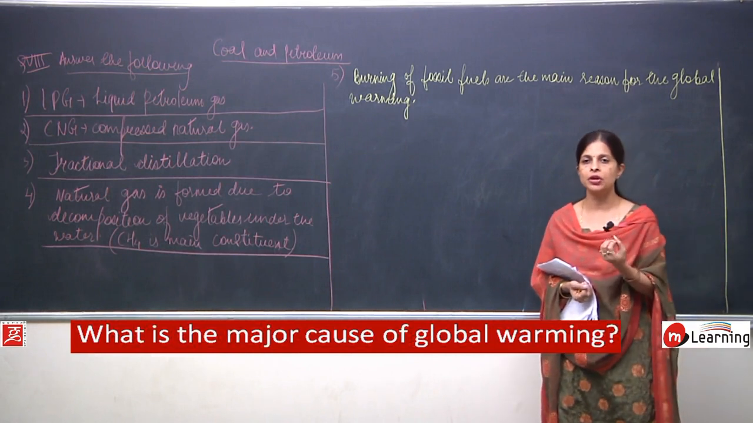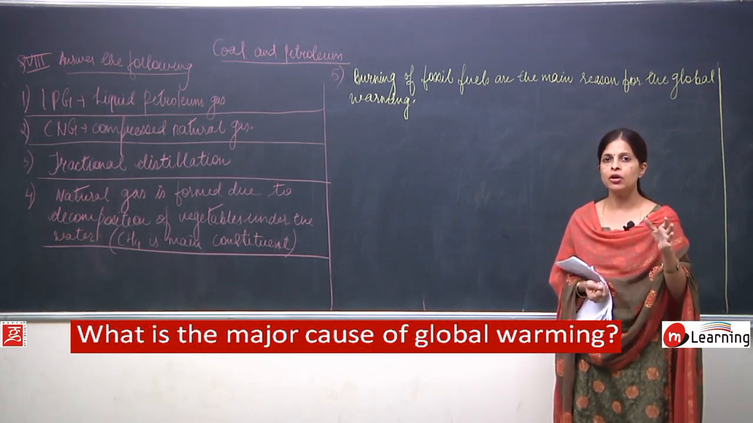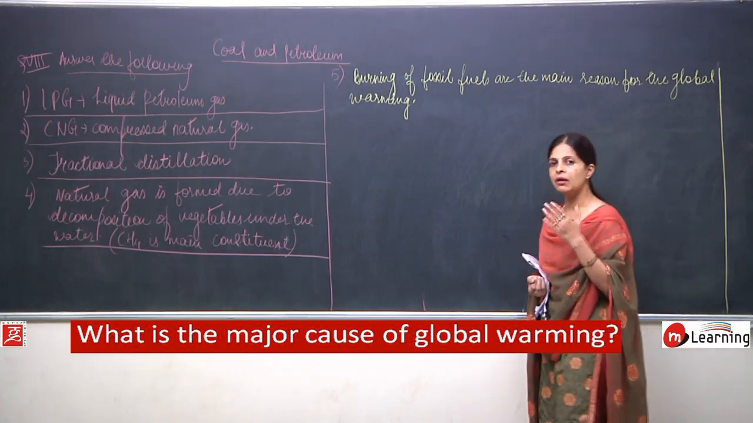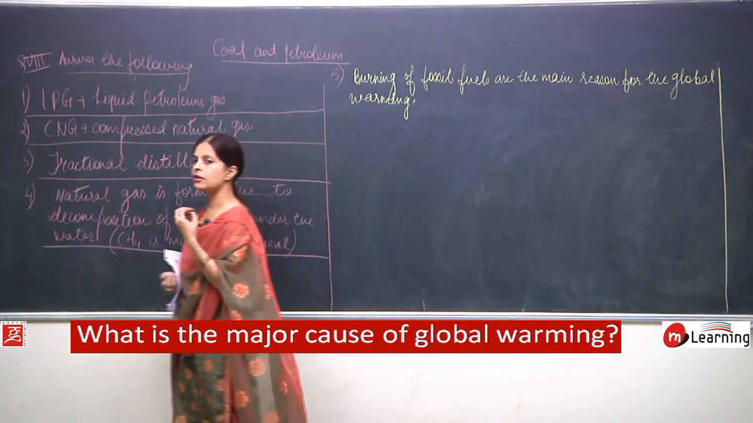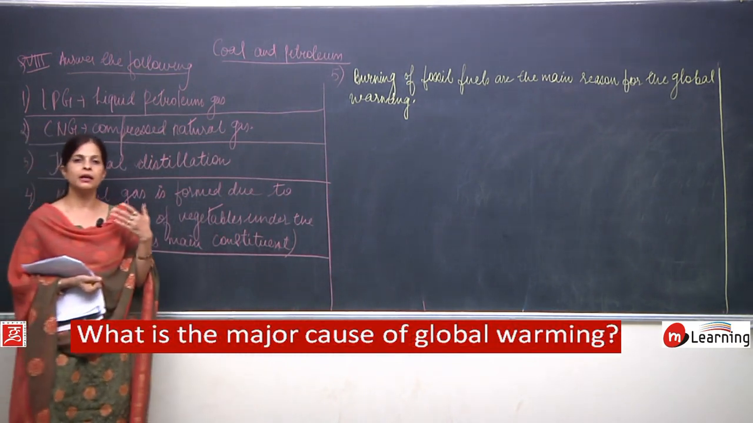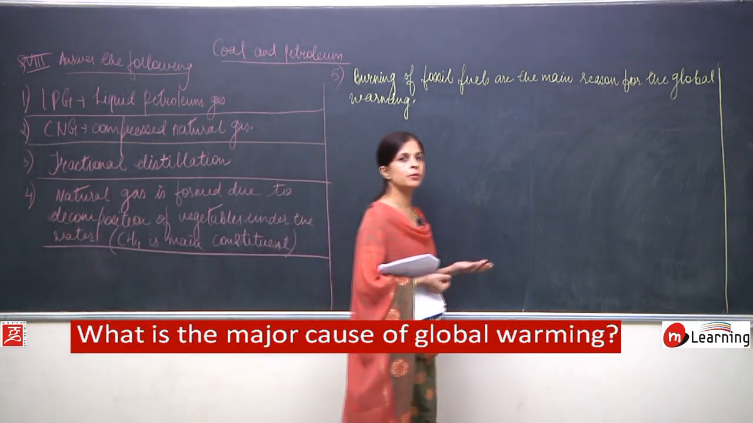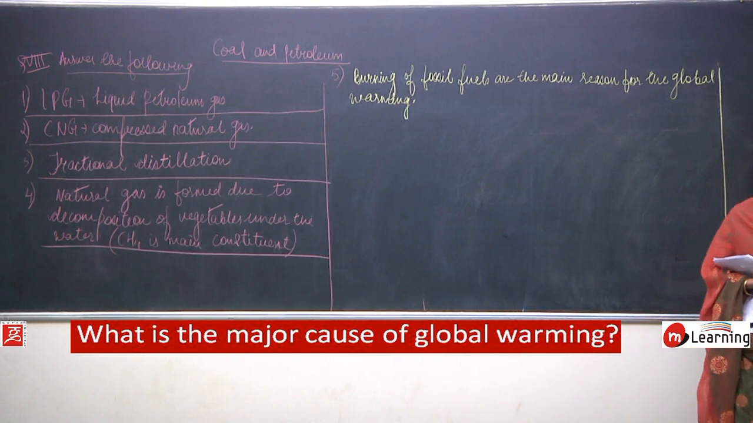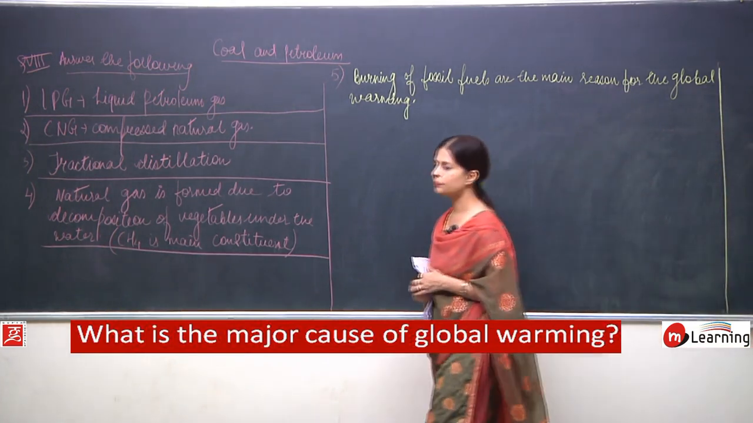the fumes, the pollution which is being created, get dissolved in water and acid rain is formed, which harms the monuments and the statues. It also produces an adverse effect on aquatic animals. It is very harmful for the soil also. So in this way, these gases, these fossil fuels, are responsible for creating pollution.